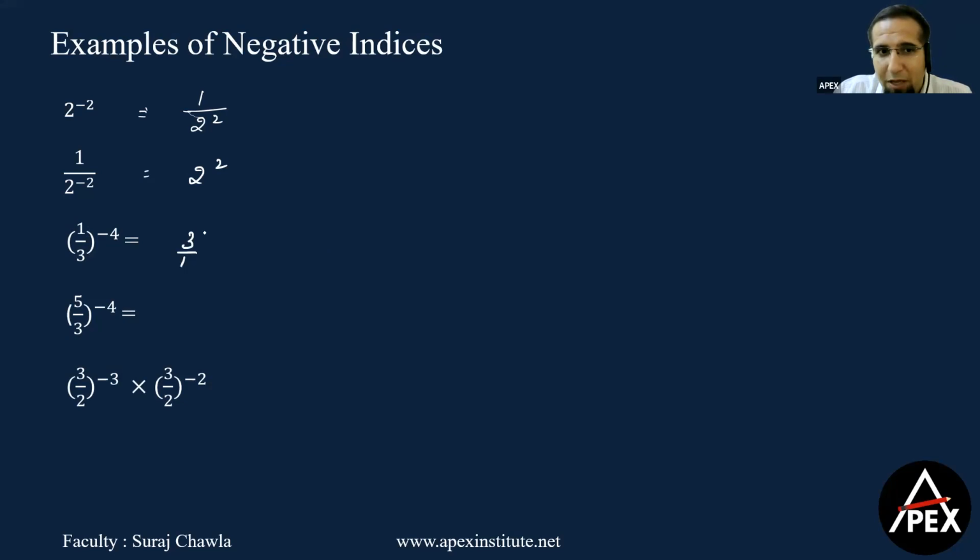So this becomes 3 by 1 whole to the power 4, which is as good as 3 to the power 4, which is going to be 81. This is going to be 4, and this is going to be 1 by 4.